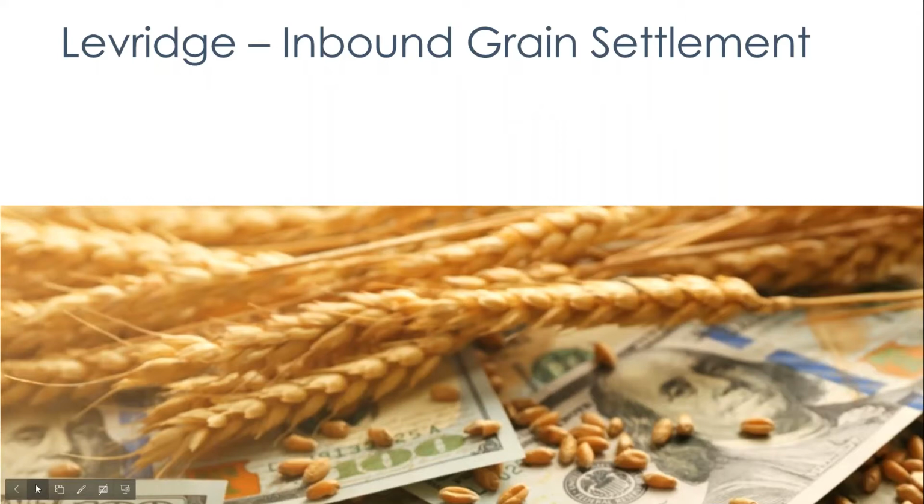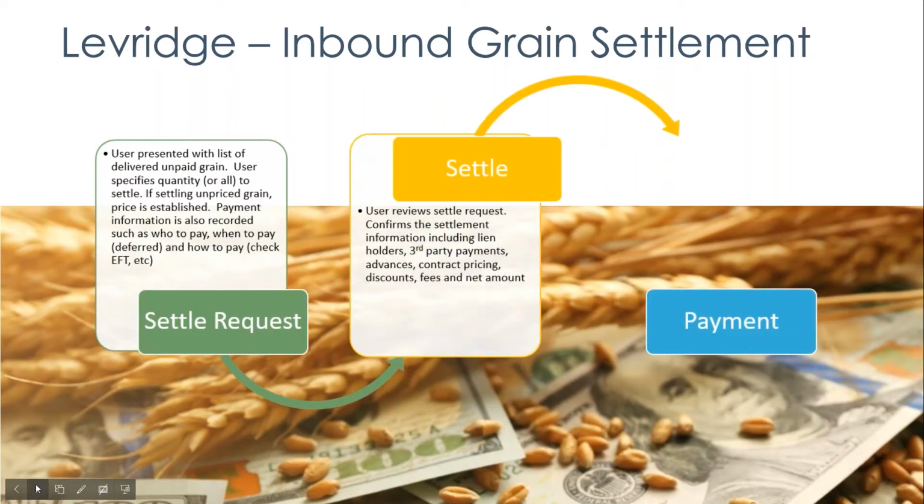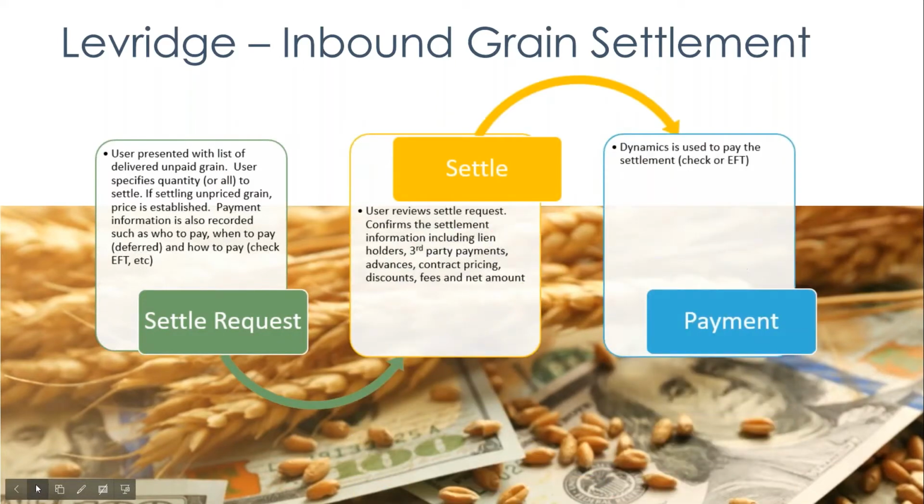Then after the grower has delivered the grain, then it's time to settle. So the settlement is actually paying the grower for the grain, and that's a three-step, or can be a three-step process. One is a settlement request, and that's where the grower or another user of the system, maybe an accountant or a merchandiser, it could be anybody who has security, just requests on the grower's behalf for payment of the grain.